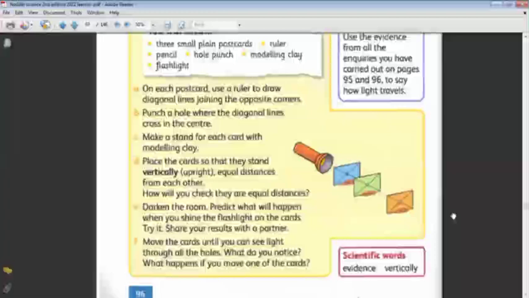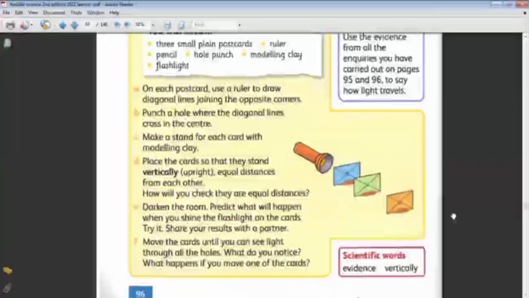If we move one card, the light will not travel to it. It will travel to the 2 cards. But if they are all behind each other, the light will travel and pass through the 3. Yes, the light will travel through the holes in the form of straight lines, from the first hole to the second one to the third one. So we can notice that the light can travel in the form of a straight line. This is the thing that we want to observe from this activity.